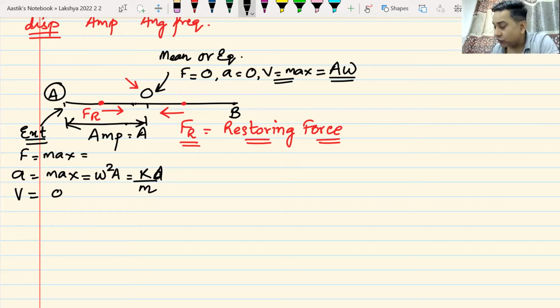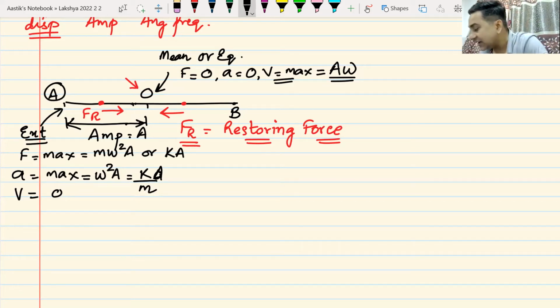Similarly, to get maximum force, you just multiply A with m. So the formula of maximum force becomes m omega squared A, or I can write it as k times A. Remember, this force is always directed towards the mean position. Acceleration is always directed towards the mean position, but velocity can be directed towards the mean position if it is moving towards the mean position, and it can also be directed away from the mean position if it is moving away from the mean position.